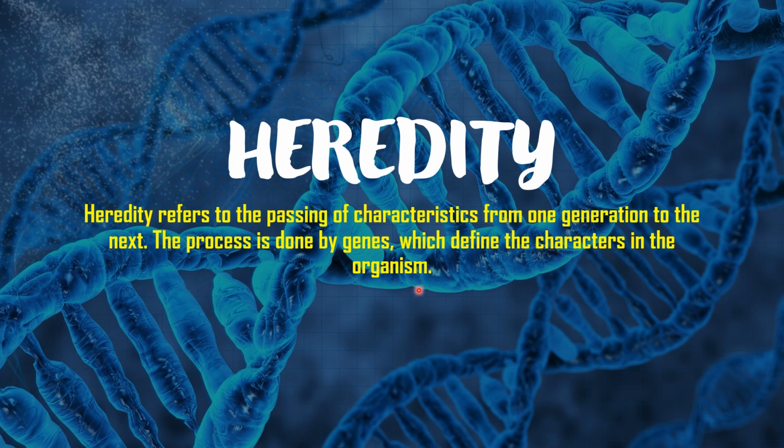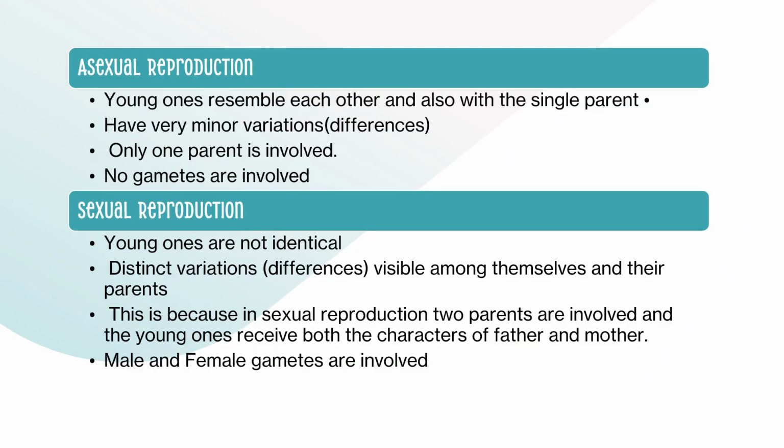So it is done by two ways. One is asexual reproduction and second is sexual reproduction. So we are going to see the differences between the both. First, in asexual reproduction, the young ones resemble each other with a single parent. Here it has only little differences and only one parent is involved and no gametes are involved.